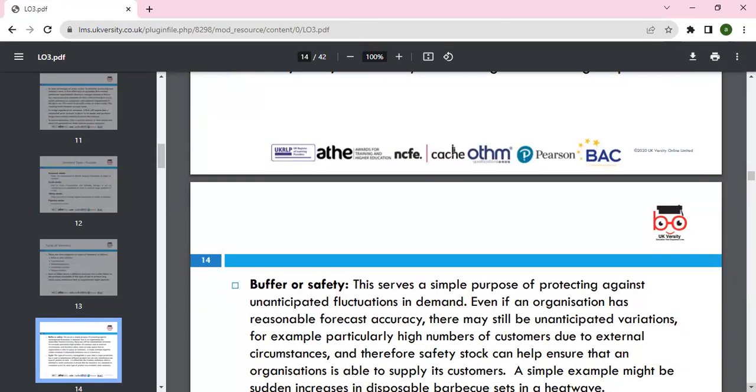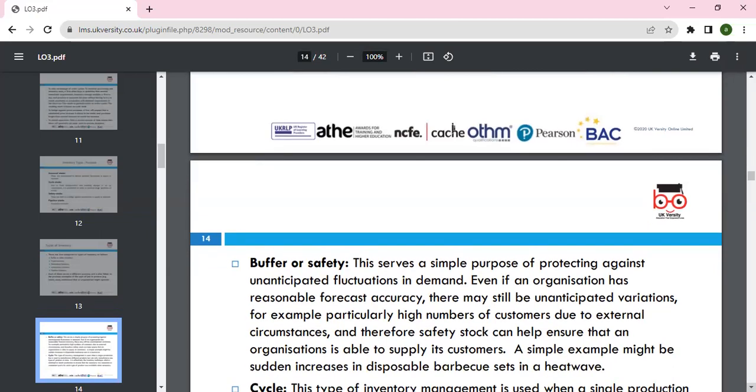The service is for the simple purpose of protecting against anticipated fluctuation of demand. Even in an organization with reasonable forecast accuracy, there must be anticipated variation. For example, a particularly high number of customers due to external circumstances, so the safety stock can be held to ensure that the organization is able to supply its customers. A simple example might be a sudden increase in disposable barbecue sets, or heat waves.